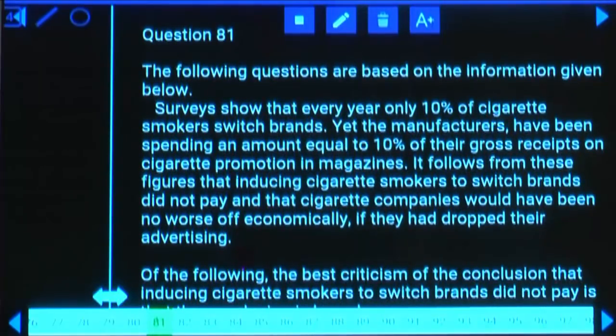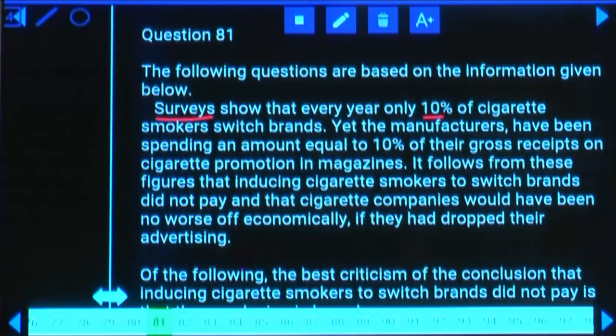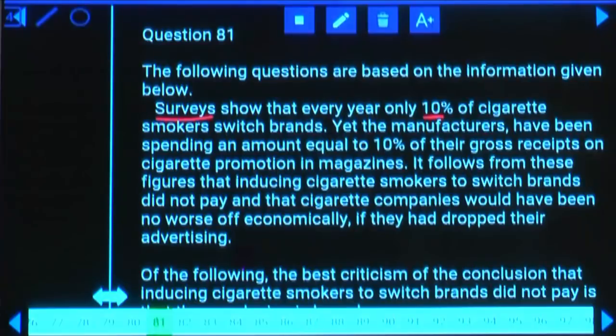Surveys show that every year only 10% of cigarette smokers switch brands. What do you mean by switching brand? Switching brand means earlier they used to smoke a different brand, now they have shifted to another brand. This is what we mean by switching the brands. And 10% of cigarette smokers switch brands.